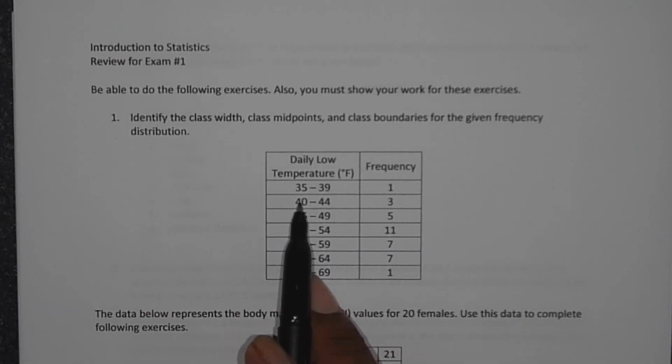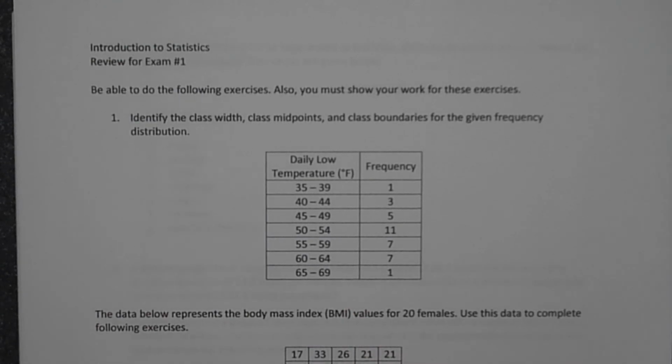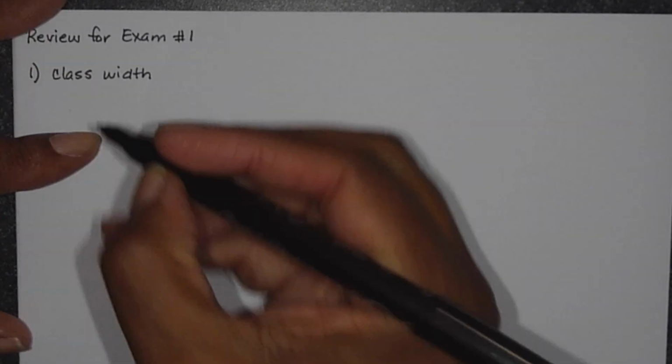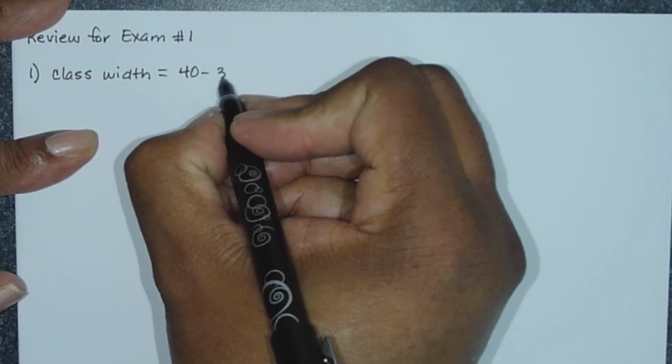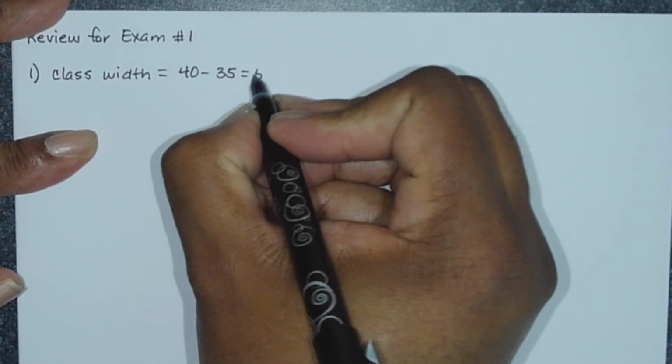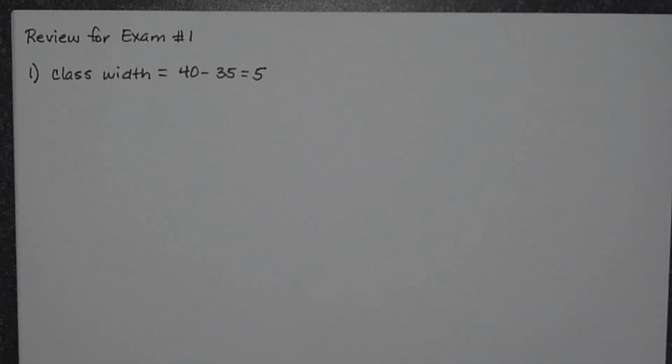between 35 to 40, what would the class width be? 5. So here you can just do 40 minus 35, and that will tell you the class width is going to be 5.